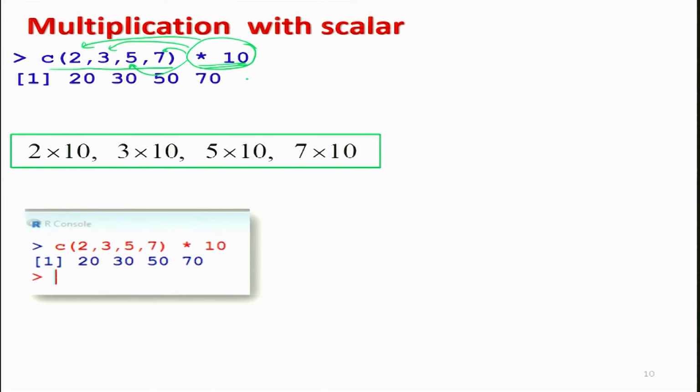So what will happen when 2 is multiplied by 10? This gives you the answer 20. When 3 is multiplied by 10, this gives you the answer 30. When 5 is multiplied by 10, this gives you the answer 50, and when 7 is multiplied by 10, it will give you the answer 70, and that is the same thing which happens here.